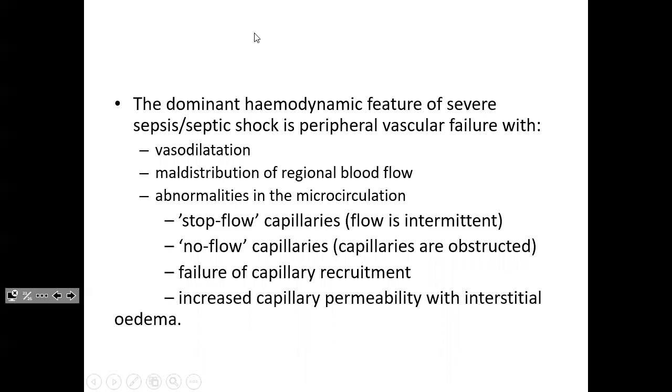The dominant hemodynamic feature of severe sepsis or septic shock is peripheral vascular failure with vasodilation, maldistribution of regional blood flow. And then there are abnormalities in the microcirculation. We call them stop flow capillaries and no flow capillaries. Why? What is causing the obstruction of capillaries? Microthrombus. So if you understood the concept, the answer is microthrombus.